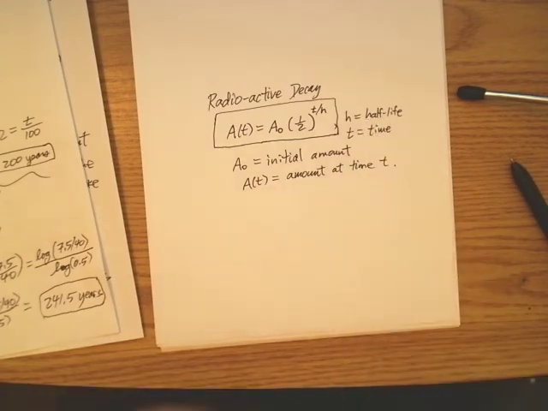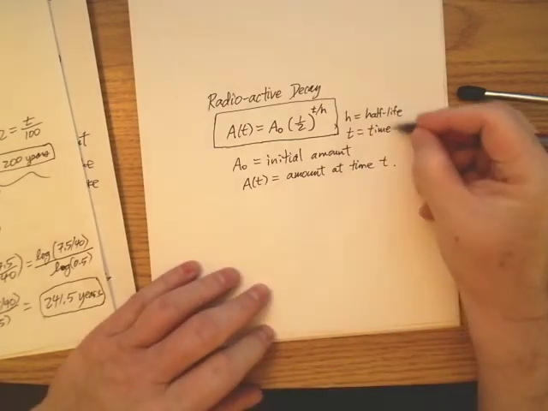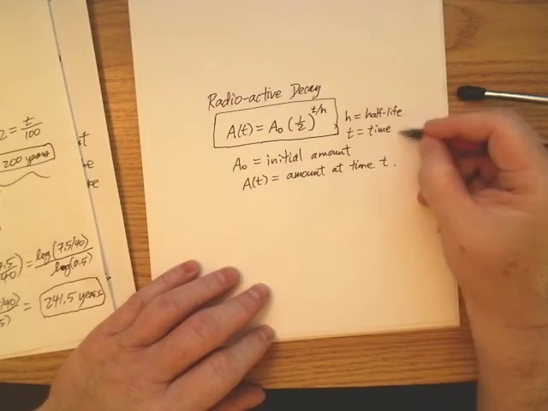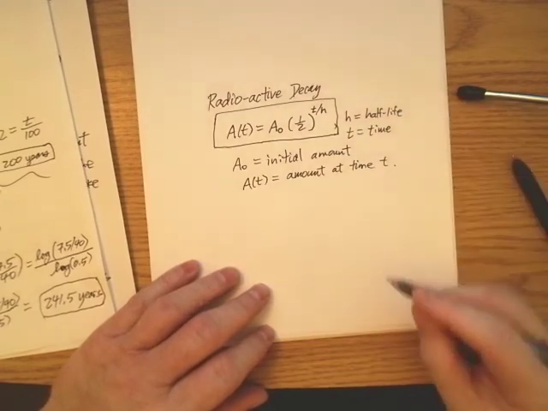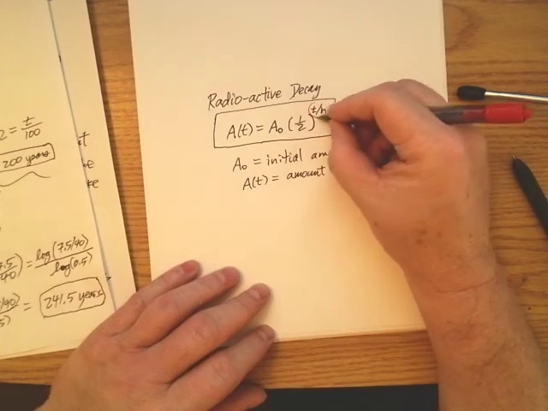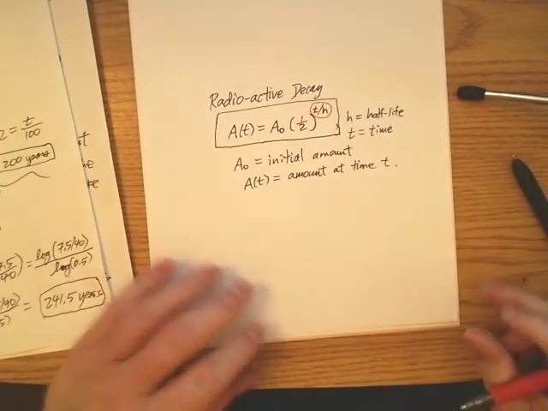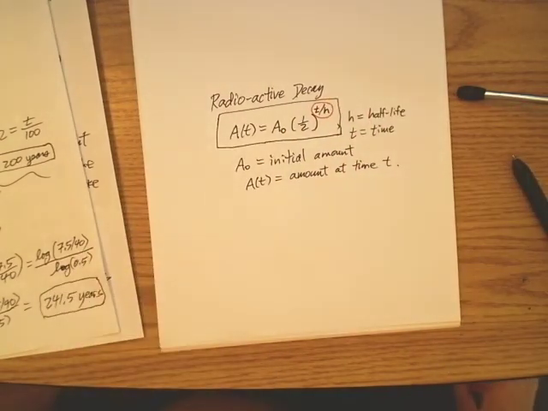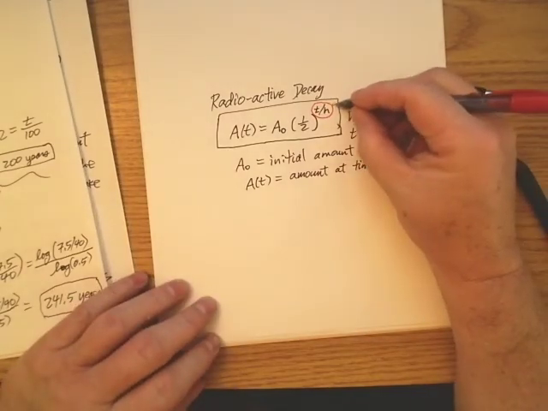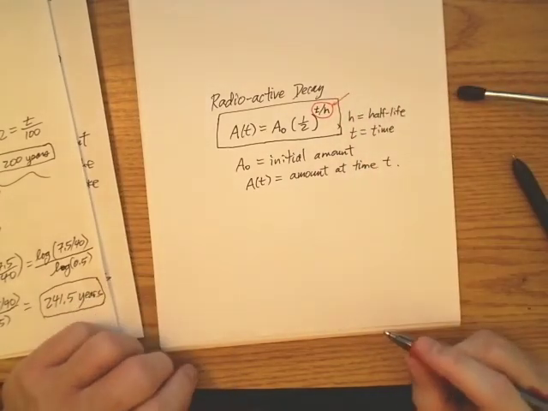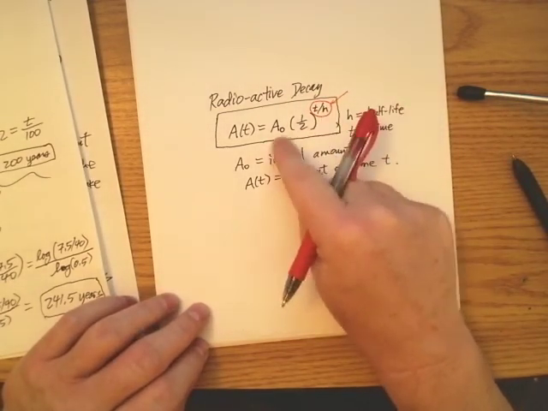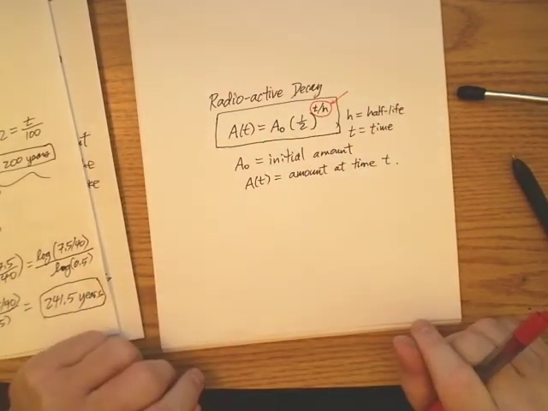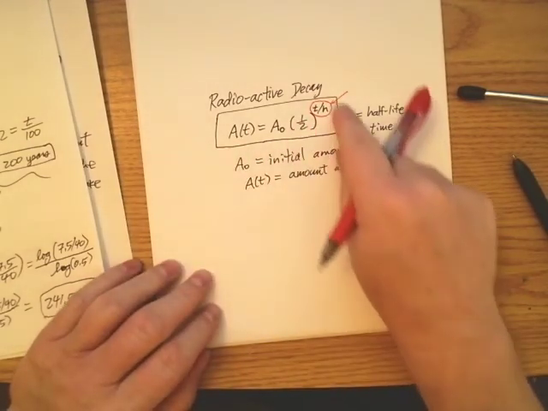T is time. Okay? These would have to be expressed in the same units. Maybe they're hours. Maybe they're years. You know, sometimes even seconds. Some radioactive materials and things decay very quickly. Okay? All right? And what would this represent? The number of half-lives that have passed in t years. So you're going to take half and raise it to that power, multiply by whatever your initial amount was. Okay? So this is our boxed-in formula there.